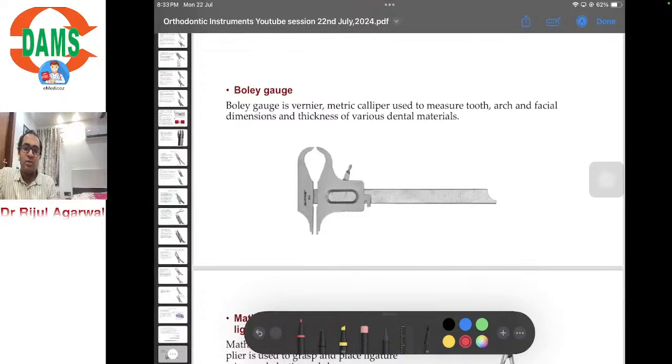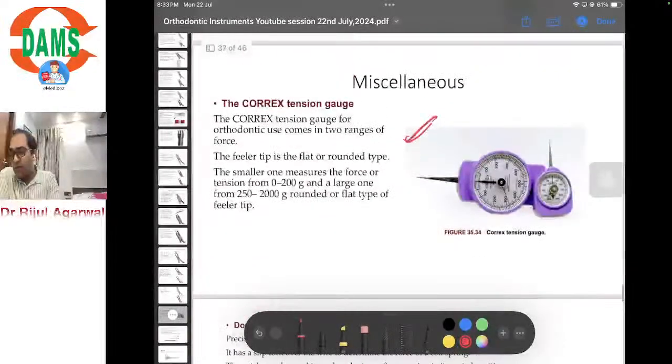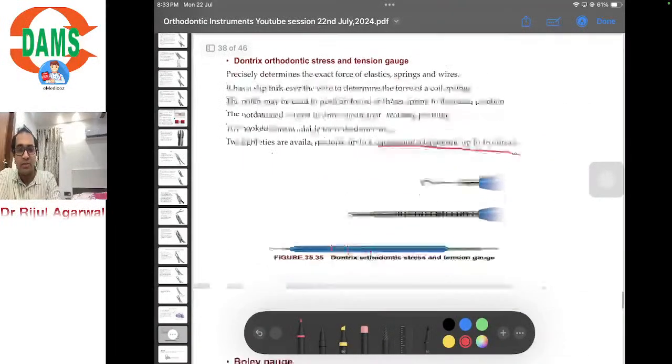Okay, next comes the Boley gauge, which I have seen during our 11th and 12th, used in your physics laboratory. So it's very easy to identify. It's a vernier caliper, a metric caliper, used to measure tooth arch form, facial dimensions, and the thickness of various dental material up to 2 decimal places. It's very easy to identify. The important ones are the Korex gauges and the Dontrix gauge.